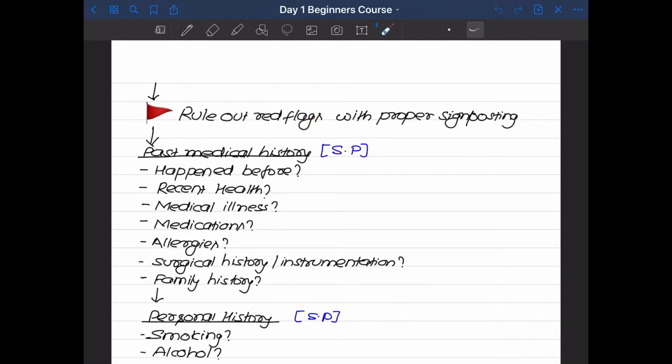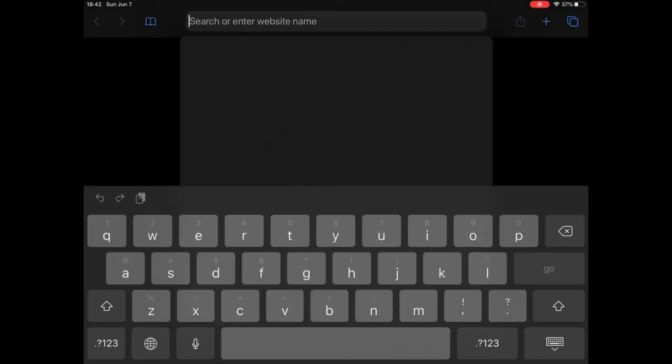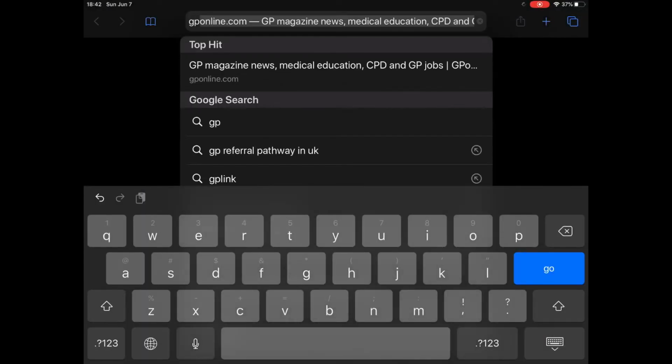Now most of the time I'm getting this question: what are these red flag symptoms, or how to ask these red flag questions? For that, there is a technique. What you do is you go to a website called gponline.com. It's a UK based website, gponline.com.